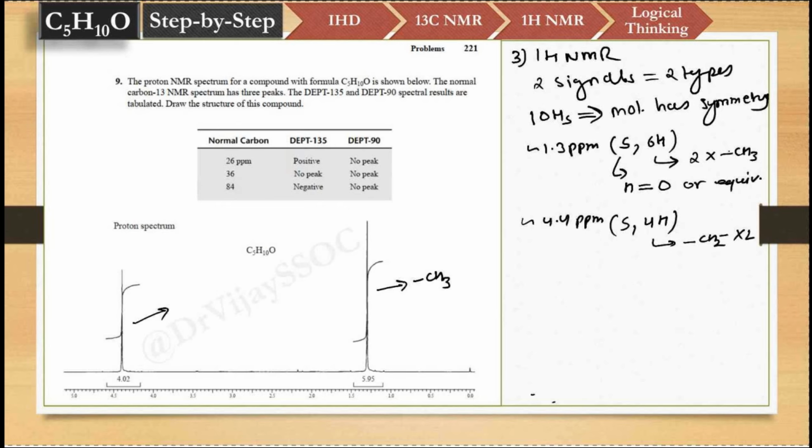And this value indicates that this CH2 is linked to the oxygen. And we can see that the oxygen is there in the molecular formula, right? So it means the compound has CH2 which is attached to the oxygen. So we can write like this.